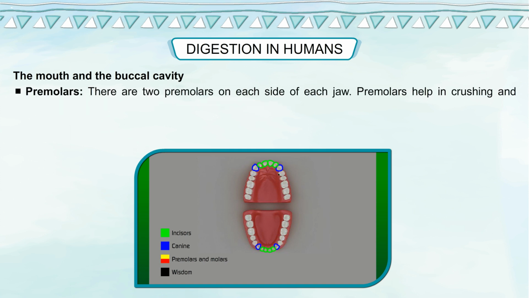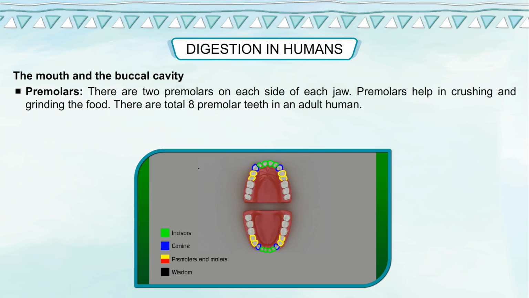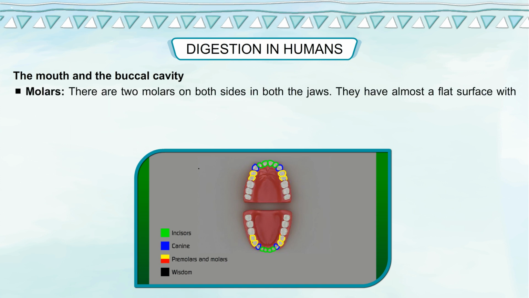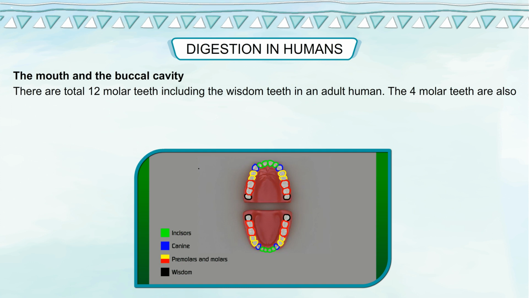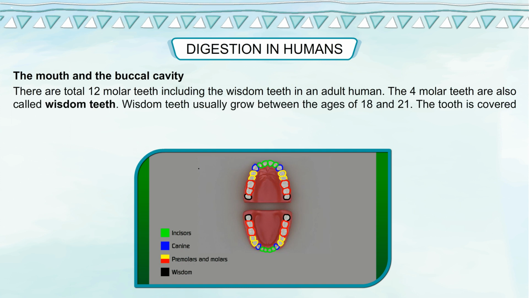Premolars. There are 2 premolars on each side of each jaw. Premolars help in crushing and grinding the food. There are total 8 premolar teeth in an adult human. Molars. There are 2 molars on both sides in both the jaws. They have almost a flat surface with small projections. These teeth are meant for fine grinding of food. There are total 12 molar teeth including the wisdom teeth in an adult human. The 4 molar teeth are also called wisdom teeth. Wisdom teeth usually grow between the ages of 18 and 21.